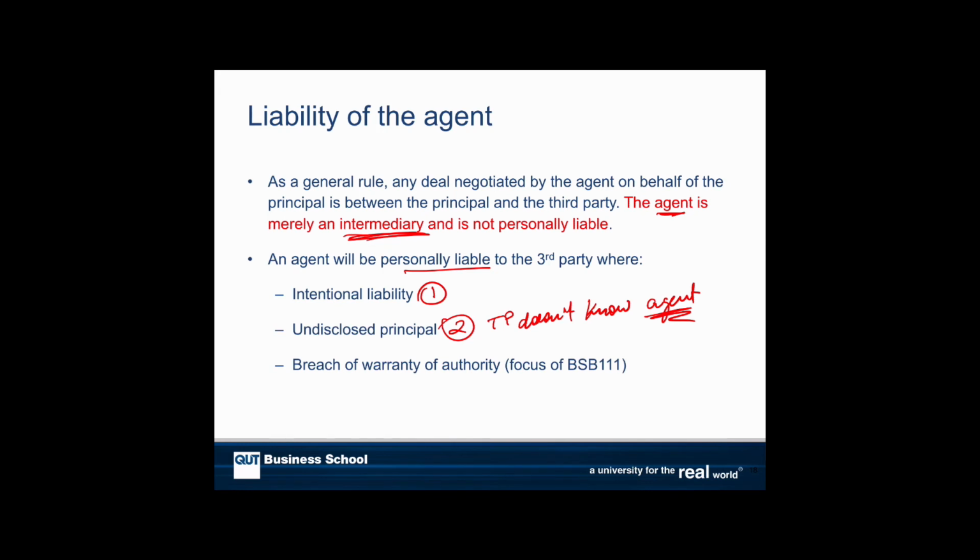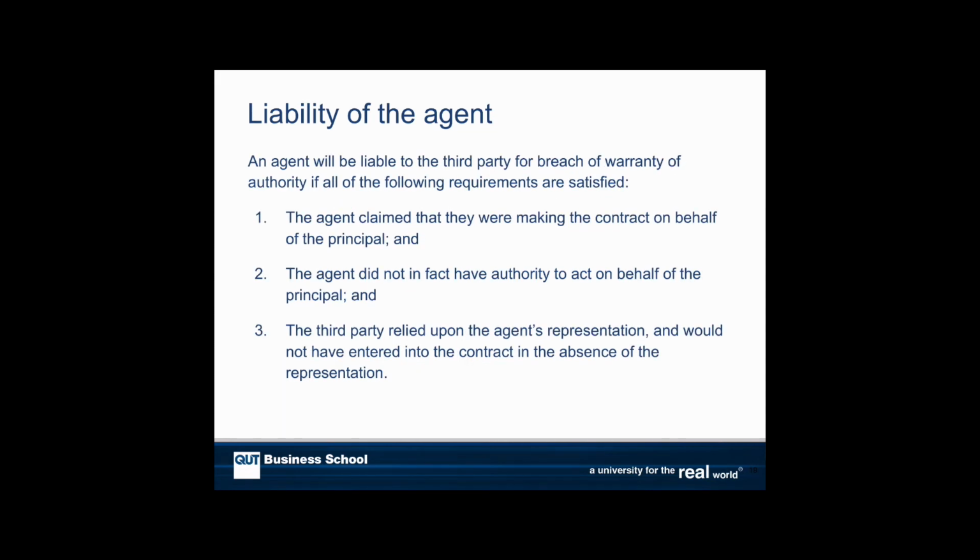The third way that the agent will be liable is a breach of warranty of authority. That's what we're going to focus on. So let's have a look. An agent can be liable to the third party when they claim they're making the contract for the principal, but they don't have authority. Now, if the third party relies upon this statement, this representation, and wouldn't have entered the contract without it, they can sue the agent. So if you go outside your scope of authority, you could be liable. An important thing to remember as an agent.